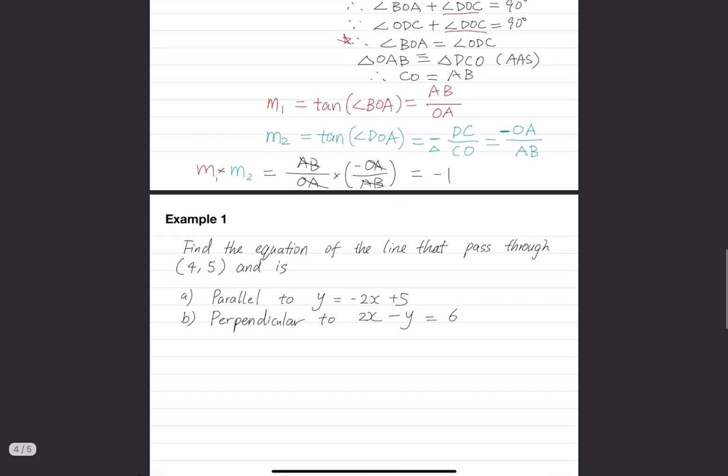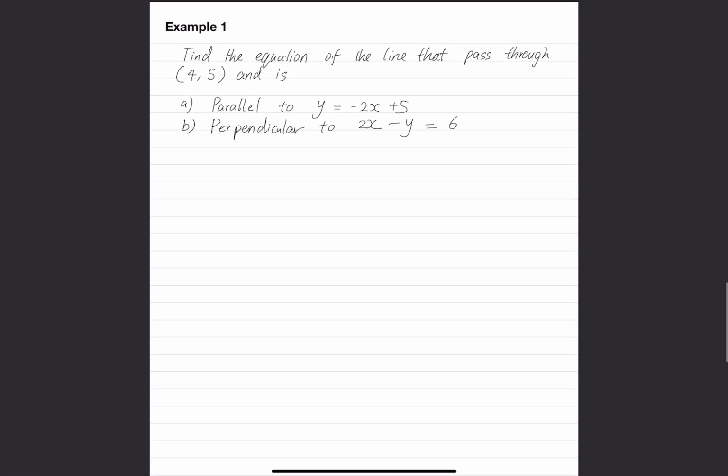Okay, let's quickly take a look at this example here. Find the equation of the straight line that passes through (4, 5) and is parallel to y equals negative 2x plus 5 and perpendicular to 2x minus y equals 6. Okay, so let's try to solve part A first. So for part A, what do we do? You need to firstly relate to this existing straight line equation, right?